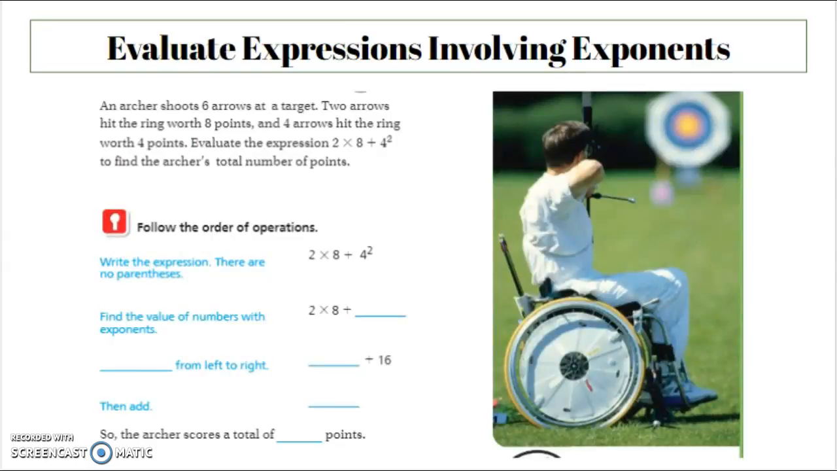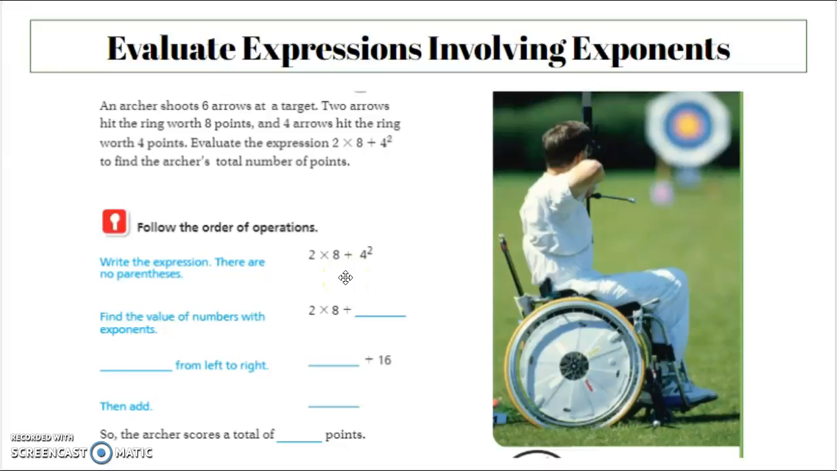So let's look at an example. To evaluate, which kind of means solve, but since there's not an equal sign, we just evaluate. An archer shoots 6 arrows at a target. 2 arrows hit the ring worth 8 points, and 4 arrows hit the ring worth 4 points. Evaluate the expression 2 times 8 plus 4 squared. So you have to follow the order of operations. Write the expression. There are no parentheses, so we just skip that.